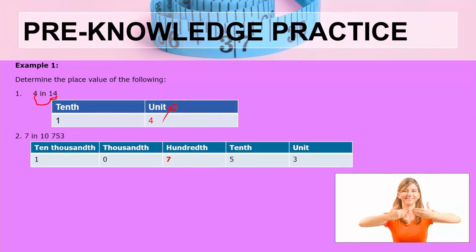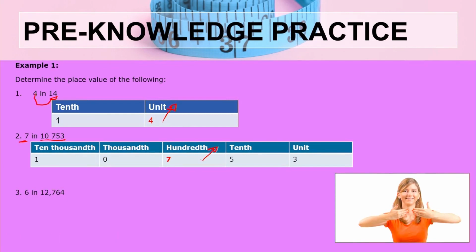We say then 1 is a 10,000. It's in the place value of 10,000. And then the place value for 0 is 1,000. The place value for 7 is 100. The place value for 5 is a tenth. And the place value for 3 is a unit. Therefore, the question was to determine the place value of 7 in the number 10,753. Therefore, we say the place value will be 100. Then let us have a look at the last example.